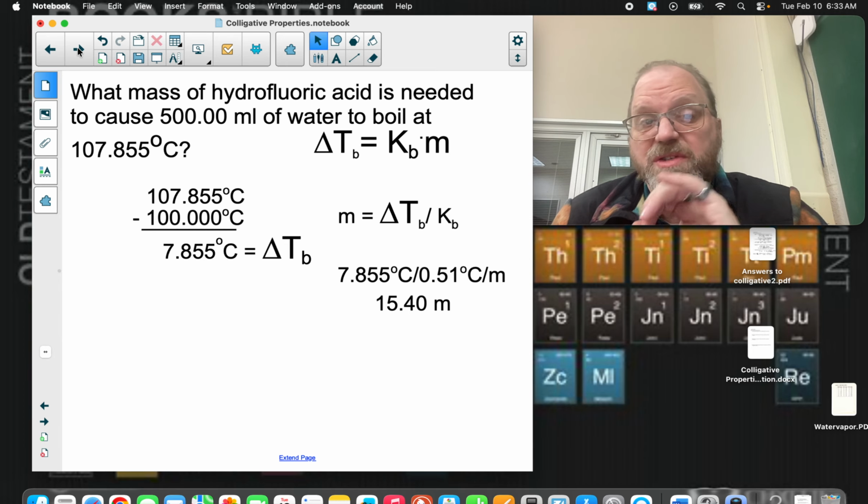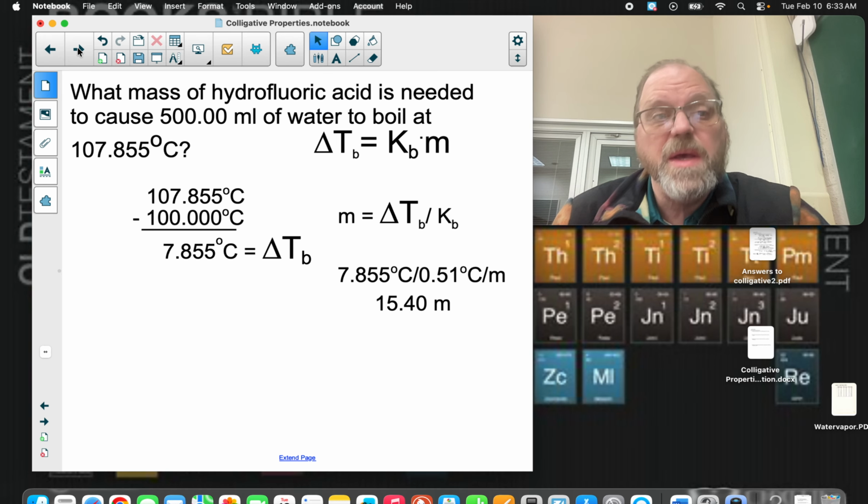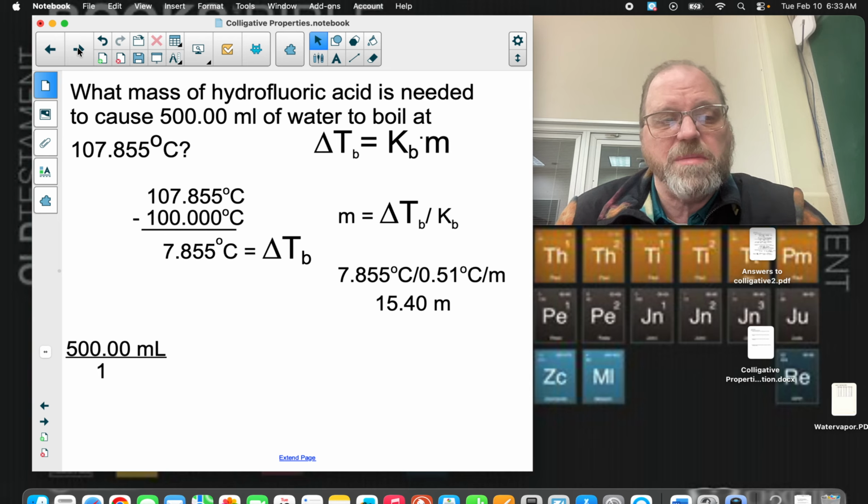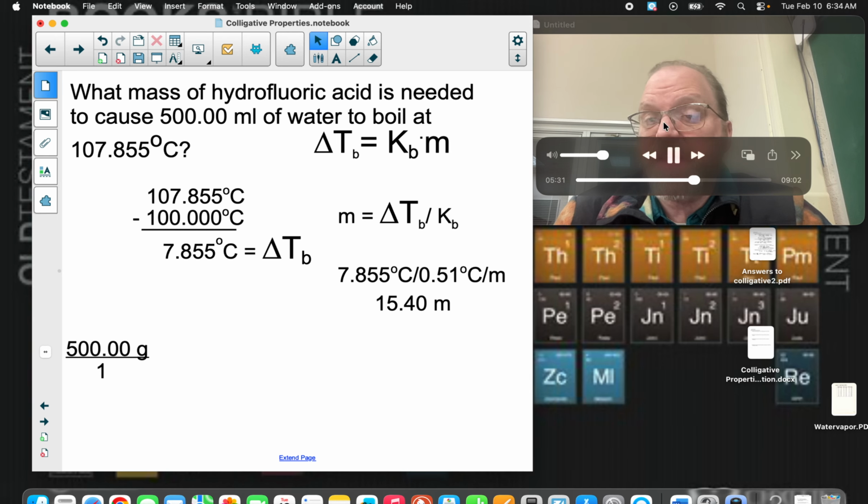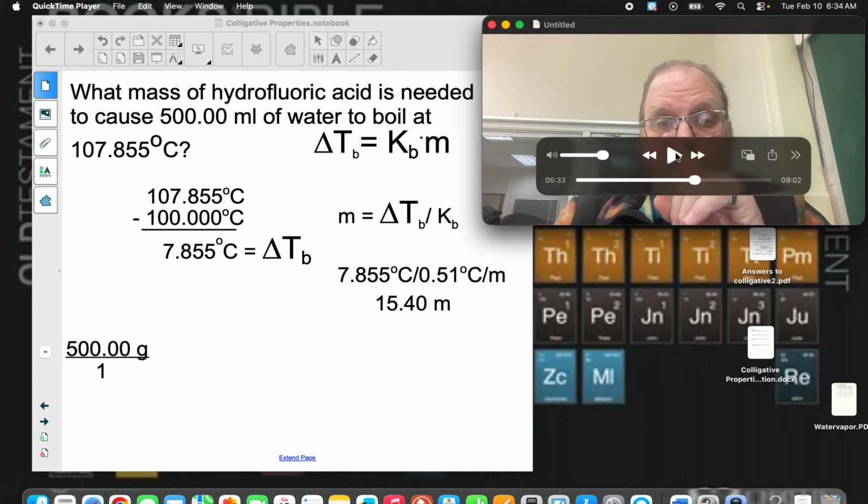Now we never ever start with a concentration, remember that. So we're going to start with the 500.00 milliliters, convert that to liters. Actually, we're going to convert it to grams. We can do that because the density of water is 1. So 500.00 milliliters is 500.00 grams.